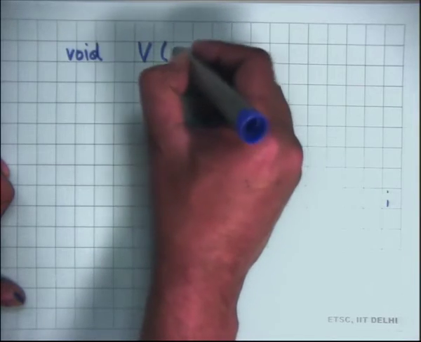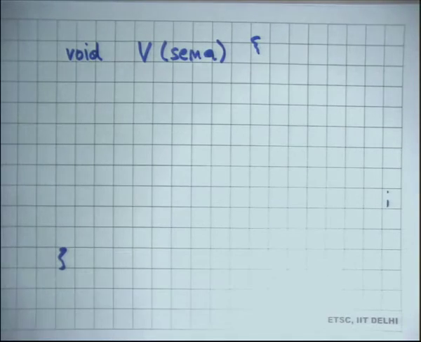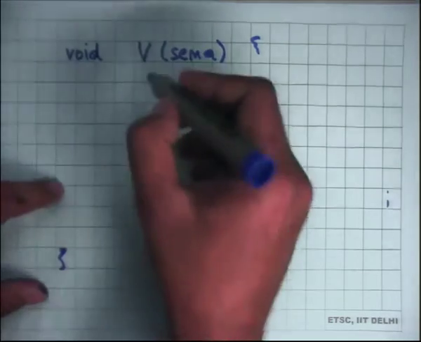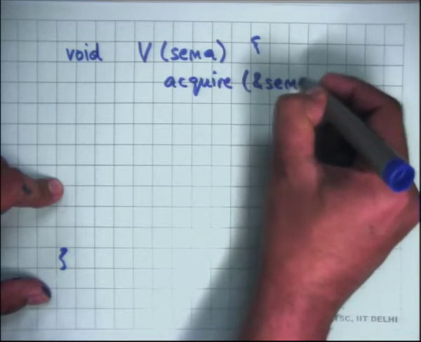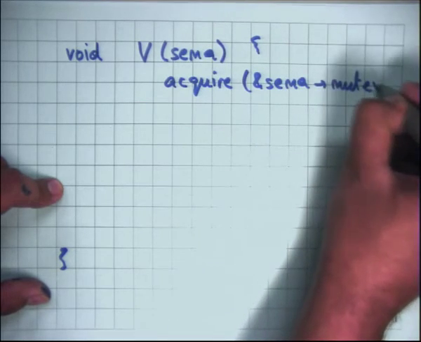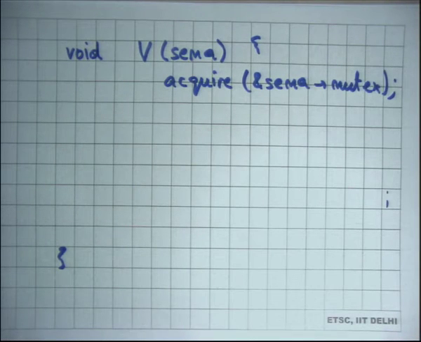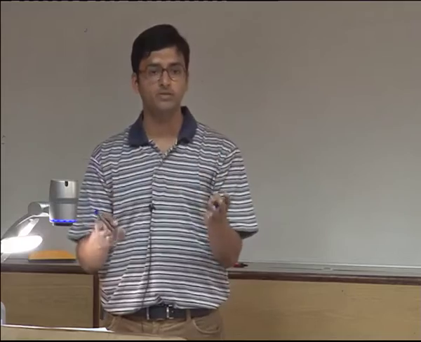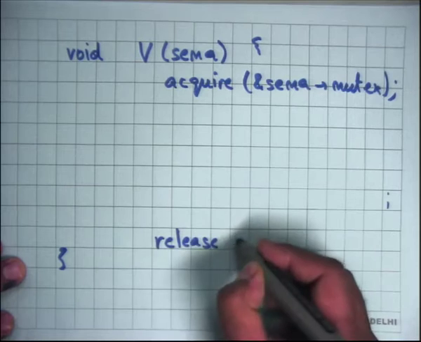Similarly, there is V on sema. What do I do here? First I acquire the lock, so I acquire sema.mutex, and I need to do that to maintain mutual exclusion between P and V, and between multiple V's and multiple P's. So mutex is basically ensuring mutual exclusion between a P and a V, or between multiple P's or between multiple V's. It's just making sure that things are completely mutually exclusive.